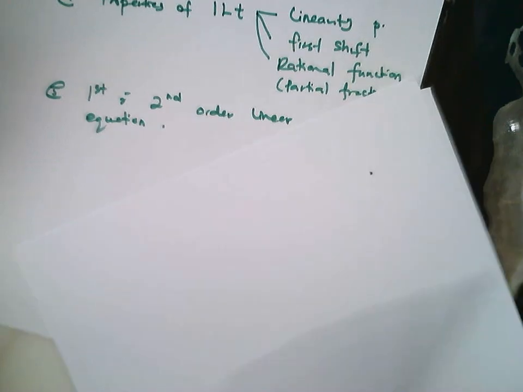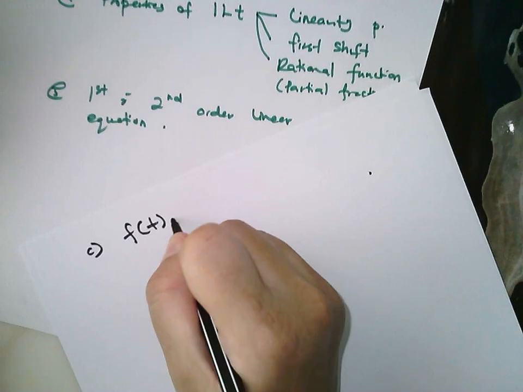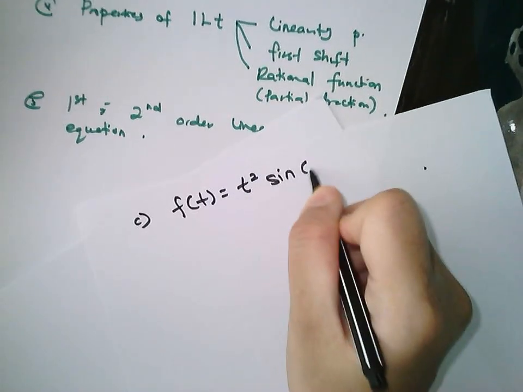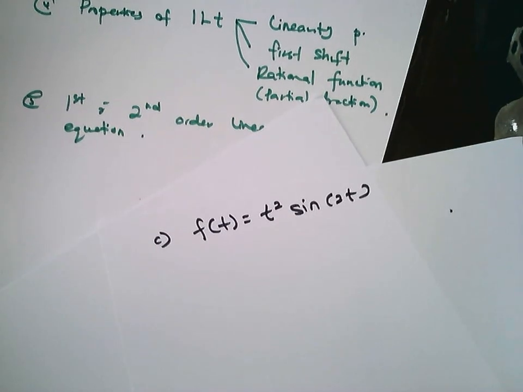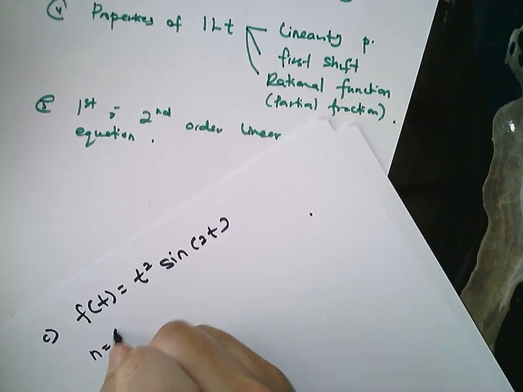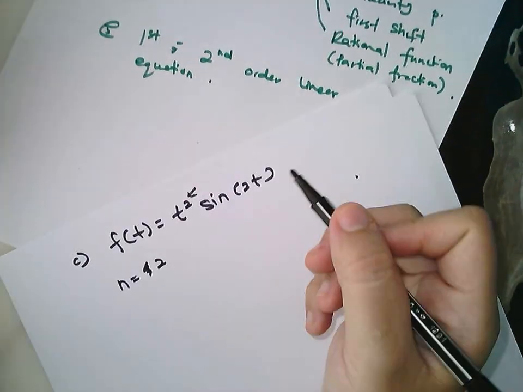Let's say you have f(t) equals t squared sine 2t. So you know that your n is equal to 2. Where did I get 2? It's from the power of t.